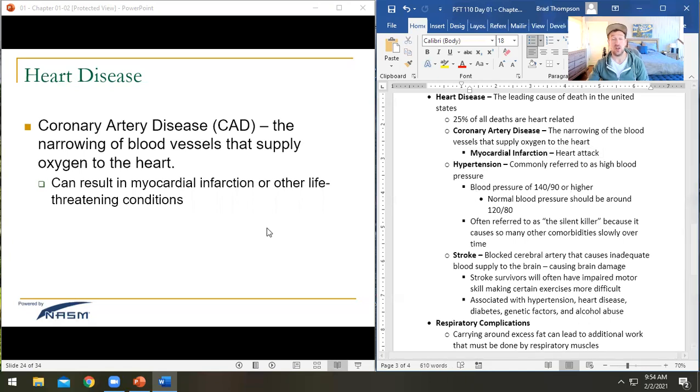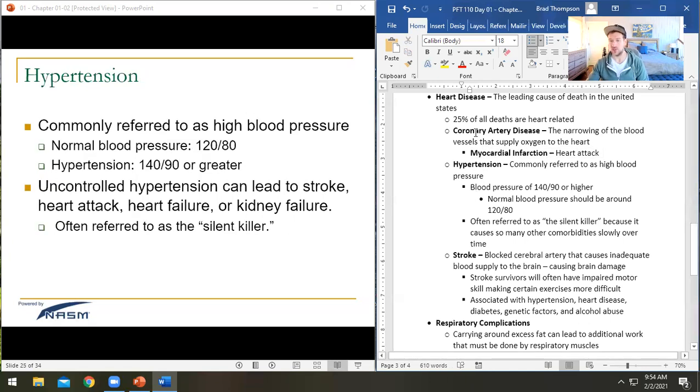So we also know hypertension is highly associated with heart disease, right? Commonly referred to as high blood pressure. This is going to be if your blood pressure is 140/90 or any higher than that. Stress can lead to high blood pressure because stress hormones cause vasodilation in some places and vasoconstriction in others. And so then those blood vessels just get stuck in those positions, basically.